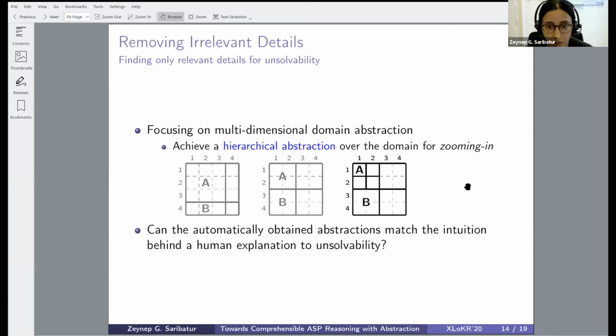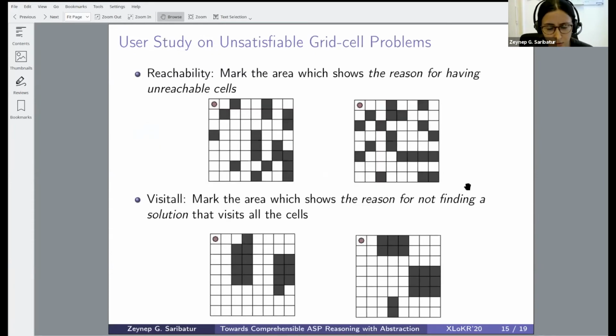For that, we did a small user study with some students here from TU, where we gave them two sets of problems. One was the reachability problem, where not every cell was reachable from the starting point. We asked them to mark the area which shows the reason for having unreachable cells, and we would expect them to mark some obstacles showing that there are unreachable cells.